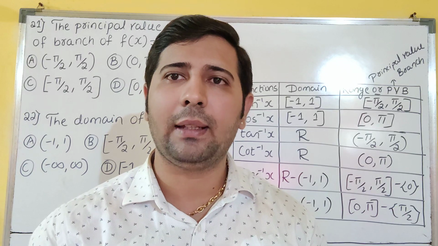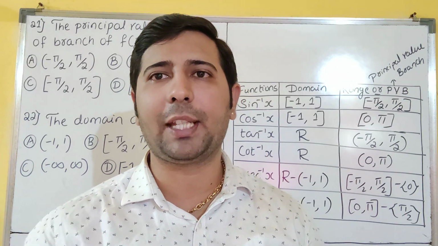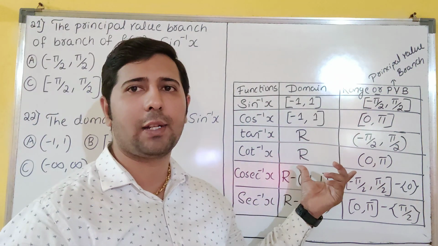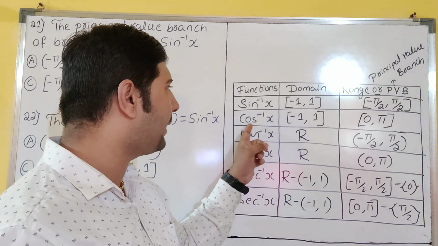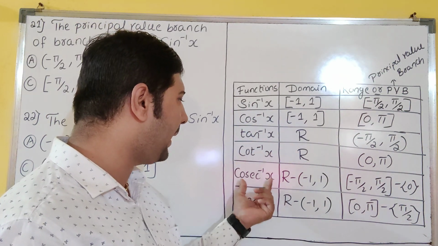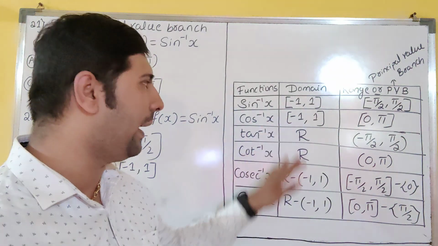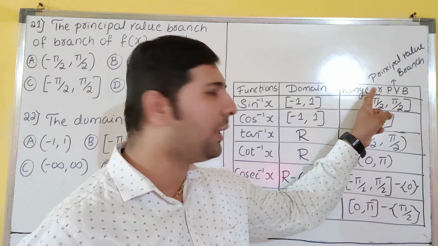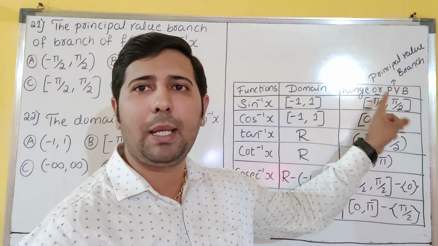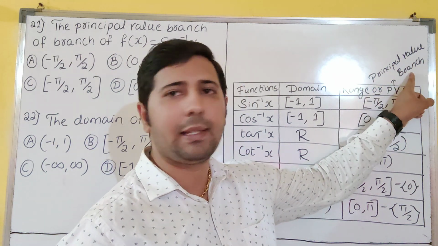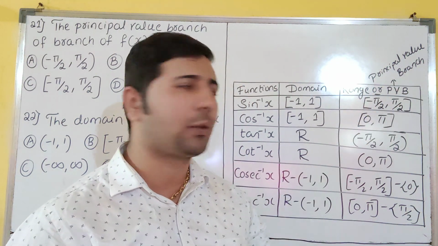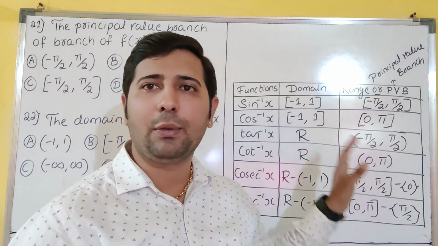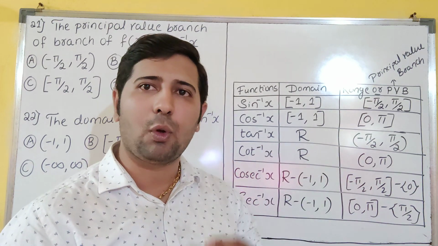In today's class we are learning the remaining MCQ questions on inverse trigonometric functions, dear students. Before solving those questions, we must know this table. The functions are given: sin inverse x, cos inverse x, tan inverse x, cot inverse x, cosec inverse x and sec inverse x. Their domains and ranges, or PVB, are given. PVB means Principal Value Branch, dear students. Using this table we will solve some questions.